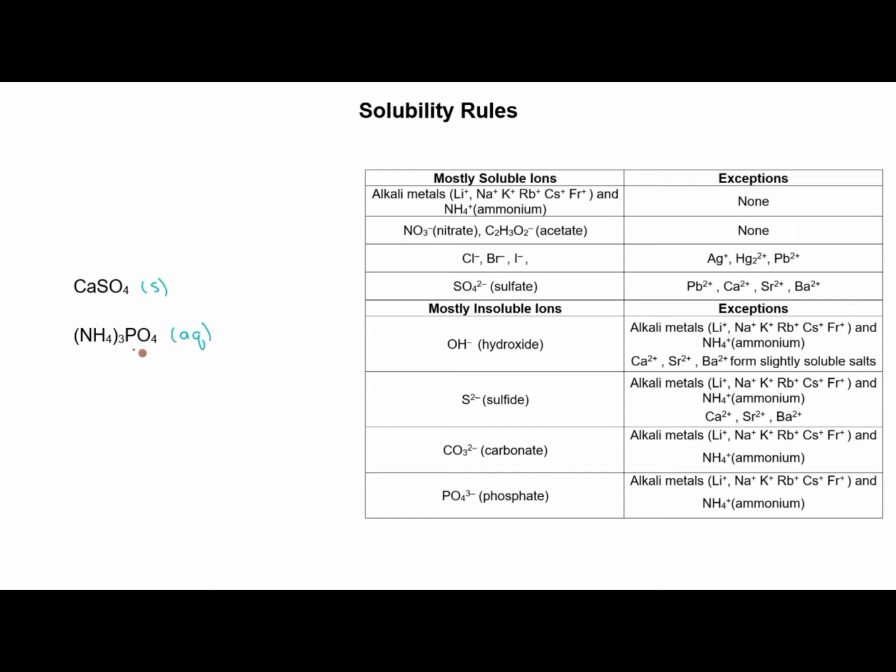Now, you could have also checked your phosphate anion because I do have a phosphate rule. This is under my mostly insoluble ions. And you can see that ammonium is an exception. So again, it tells you that it is a soluble salt.